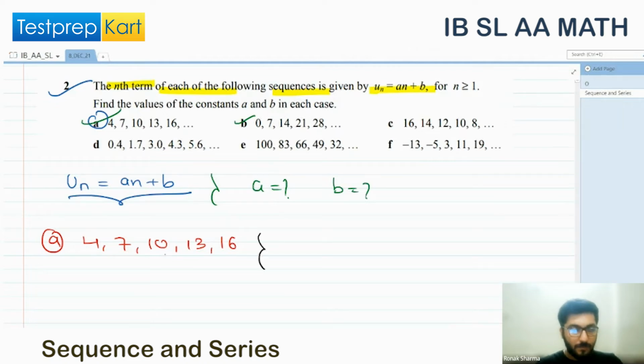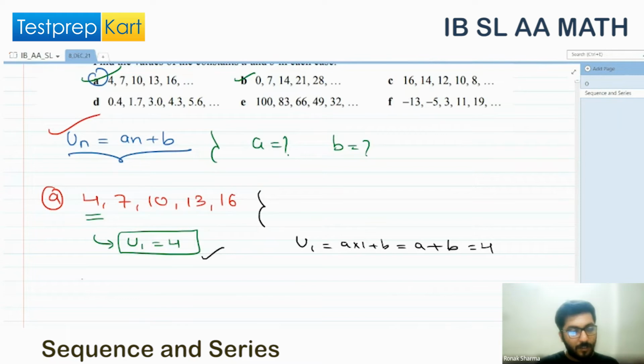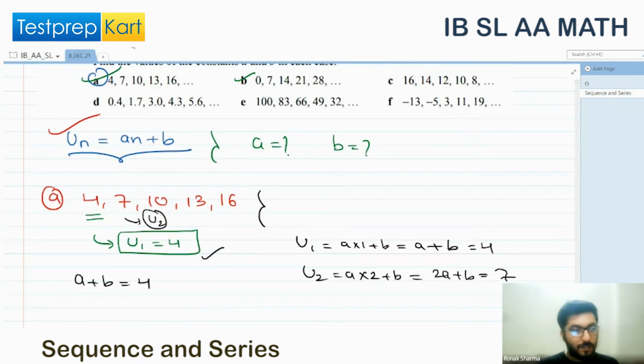If I see that un is an plus b, 4 is the first term, so u1 equals 4. If I calculate u1 from the formula, this will be a into 1 plus b, that is a plus b. And from the sequence I'm getting a plus b equals 4. So one equation I have got. Now let us talk about u2. 7 is u2. From the formula we are getting a into 2 plus b, that is 2a plus b, and u2 is 7. So we have got the second equation, 2a plus b equals 7.